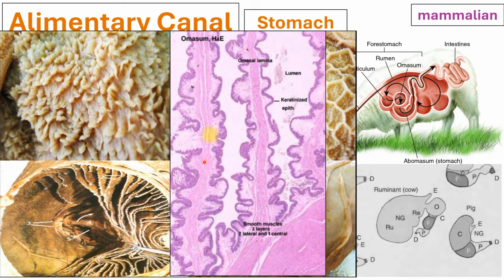And in the bigger folds of your omasal plica or lamina, the muscle layer even extends inside it. And still, the epithelium is keratinized stratified squamous epithelium.